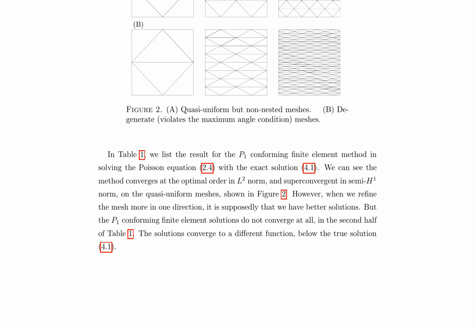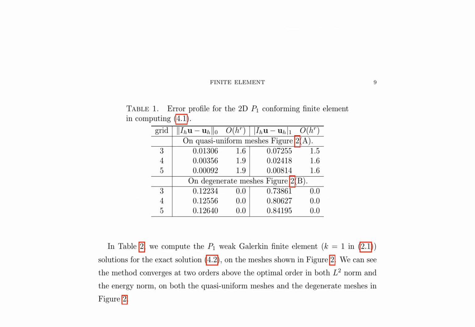This indicates that the P1 conforming finite element solutions do not perform well under non-uniform refinement. The research paper discusses the performance of two types of finite element methods, P1 conforming and P1 weak Galerkin, in solving Poisson's equation on both 2D and 3D domains. The authors present error profiles for these methods, comparing their convergence rates on different mesh configurations.